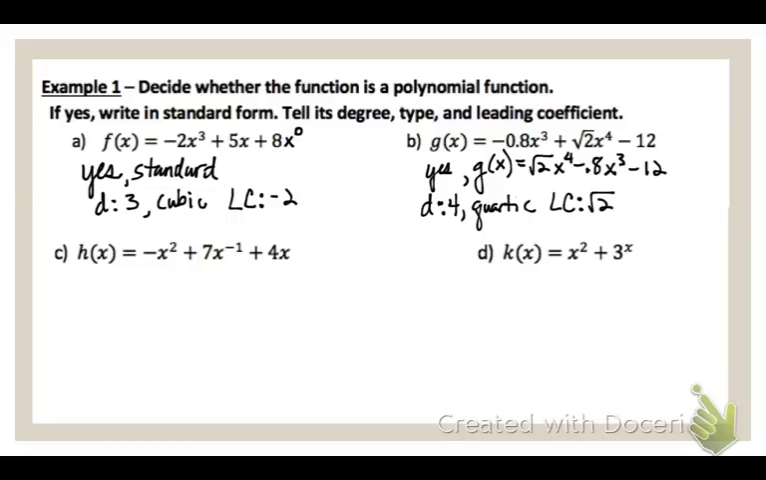C, I'm looking at these exponents and I see that I have a -1, which is not a whole number, so this is not a polynomial. So I'm going to move on to the last question. K of x, x squared plus 3 to the x. X is not a whole number, so this also is not a polynomial.